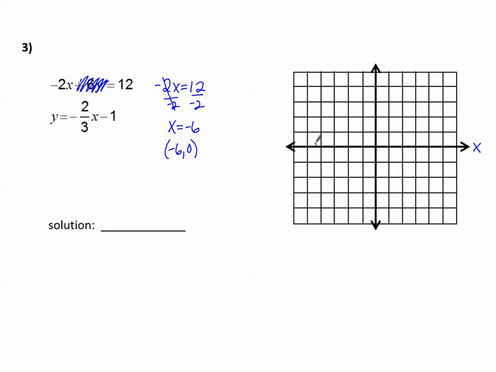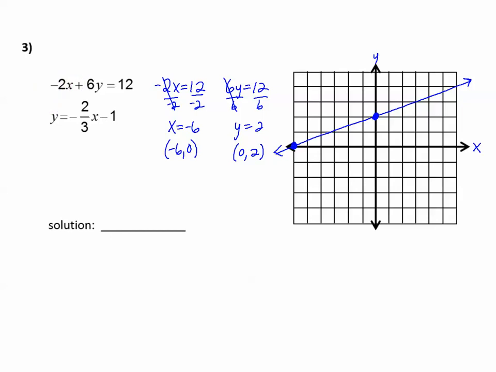1, 2, 3, 4, 5, 6. And then let's change that and cover up the x term, or make the x term 0. Positive 6y equals 12. Dividing by 6, y equals 2. So 0, 2 is the y-intercept. And now I can connect the points and graph my line using my straight edge.